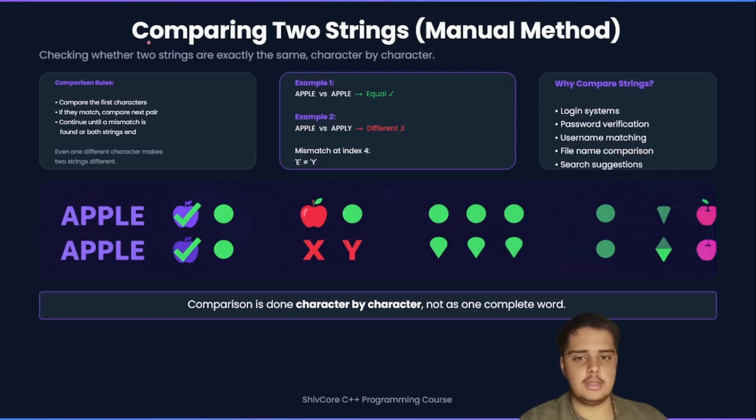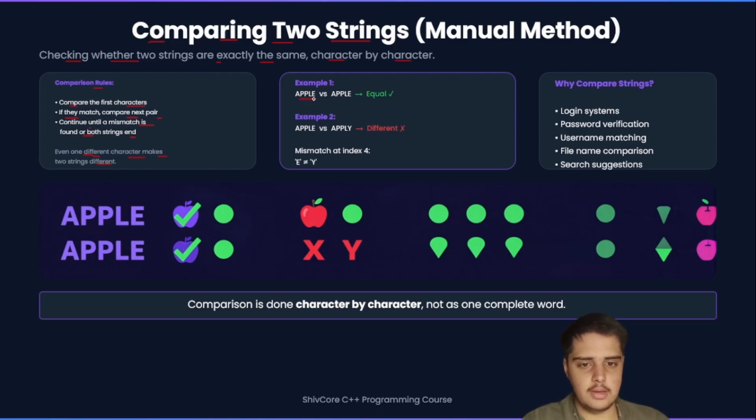Coming next, we have comparing two strings. This checks whether two strings are exactly the same, character by character. The comparison rule: compare the first characters. If they match, compare the next pair. Continue until a mismatch is found or both strings end. So even one different character makes two strings different.